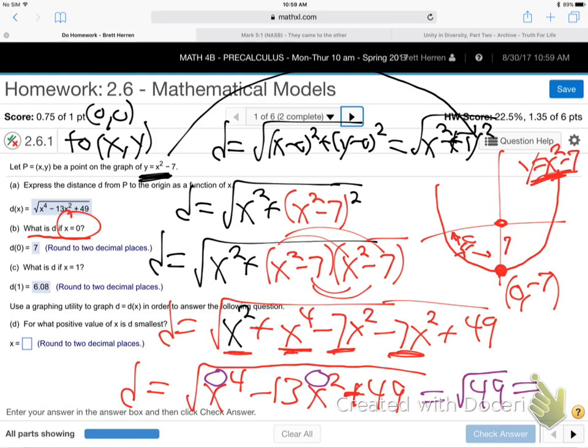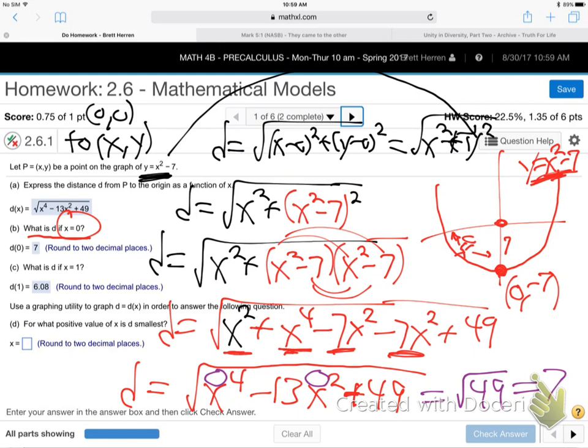Square root of 49, which indeed is 7. I'm just showing the distance formula is telling us the truth. It's not lying to us. It's saying when x is 0, the distance will equal square root of 49, 7, which is true. When x is 0, your distance from the origin is 7.